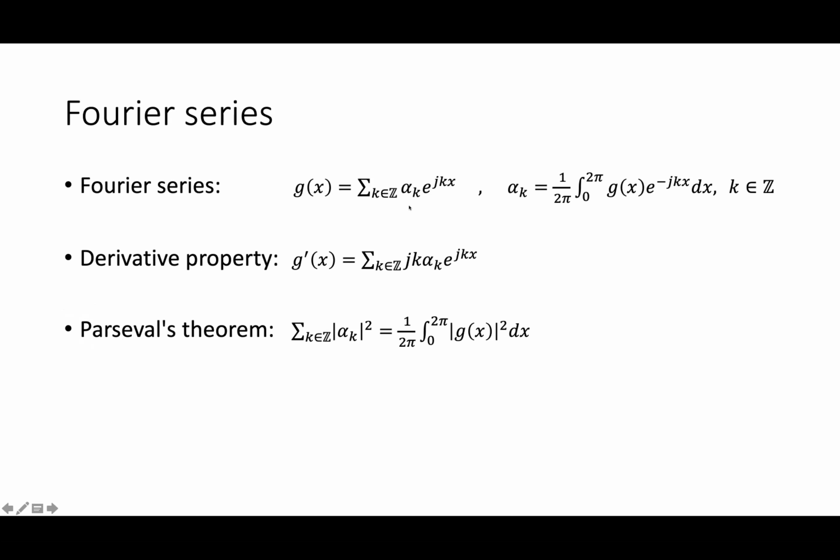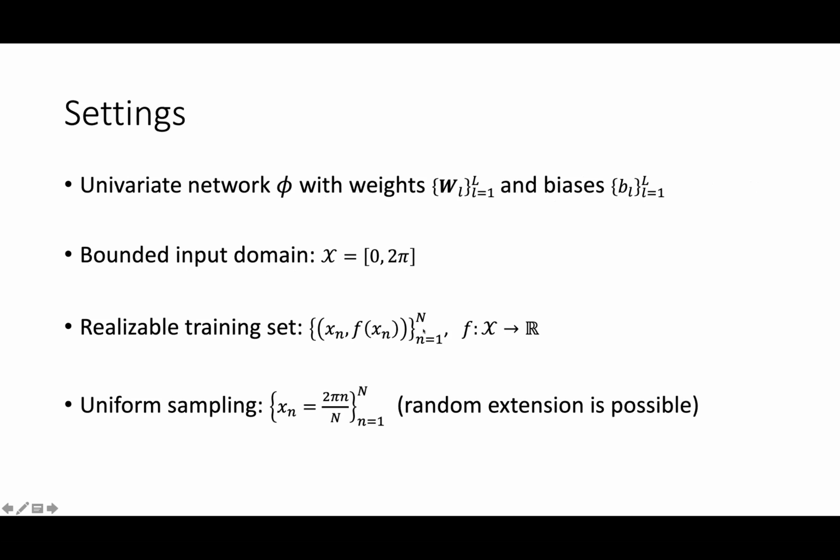G(x) is basically the sum of some exponents, and each coefficient can be calculated using this simple formula. And then if we take the derivative, we get this sum. And we have the Parseval theorem that says that the sum of the Fourier coefficients is equal to the integral of the function. And in our setting, in the beginning, we will assume that we have a univariate network.